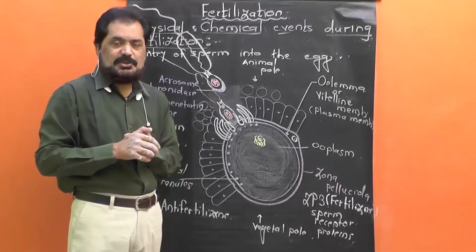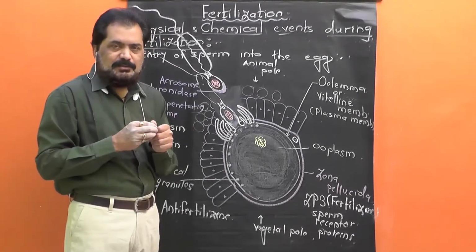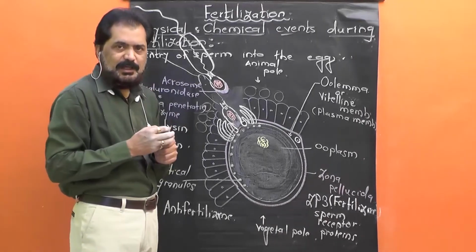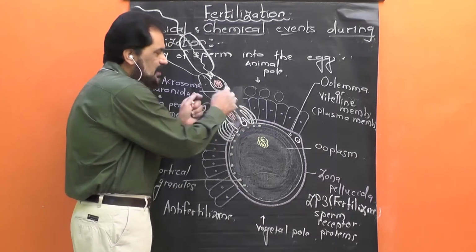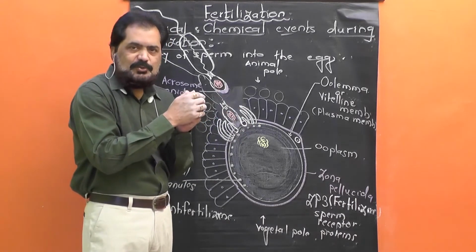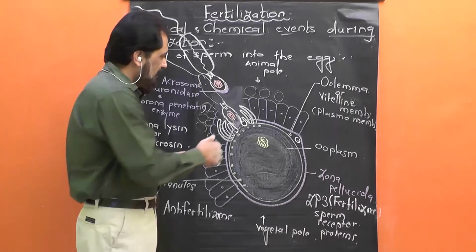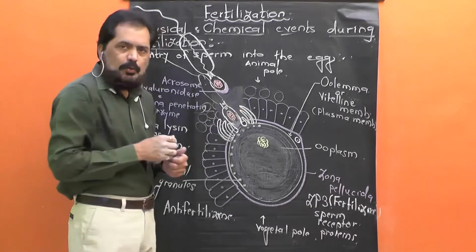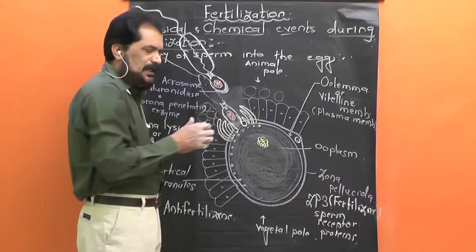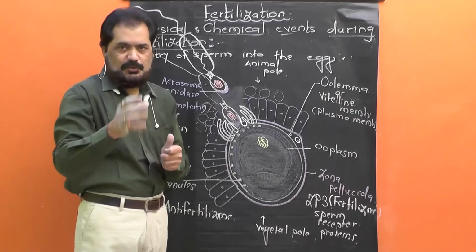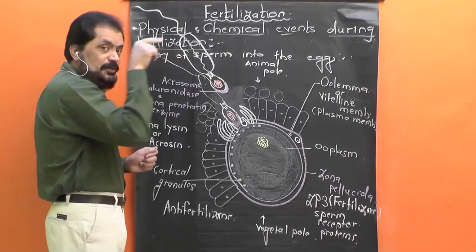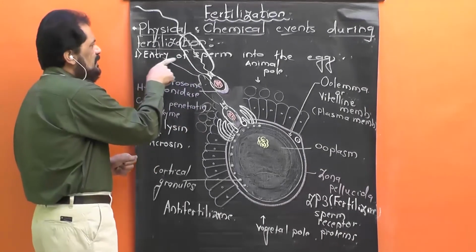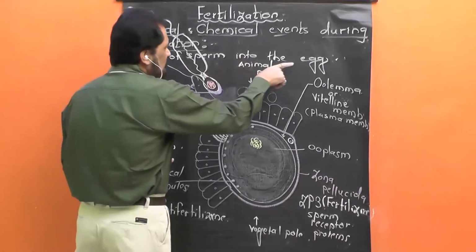Fertilization cone is nothing but the microvilli, small finger-like structures formed by the vitelline membrane around the sperm head. It actually welcomes the sperm head to enter into the ovum. So this structure is called the fertilization cone. Here we have studied the first step in the process of fertilization, that is entry of sperm into the egg.